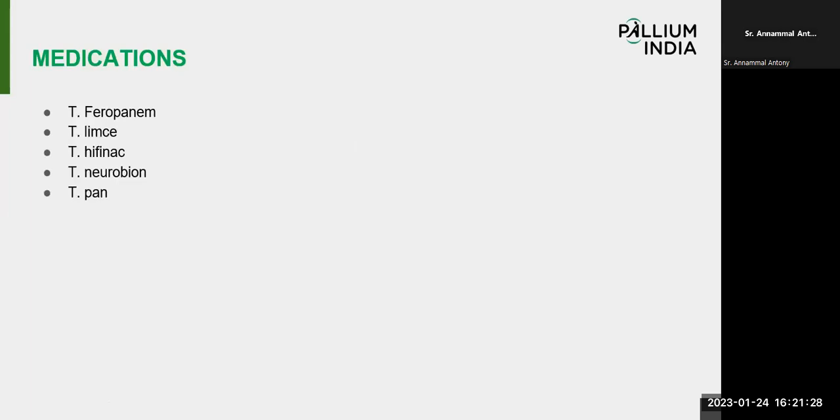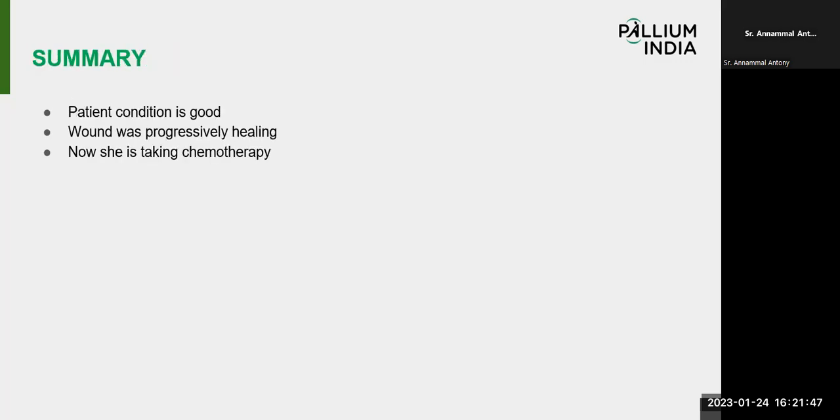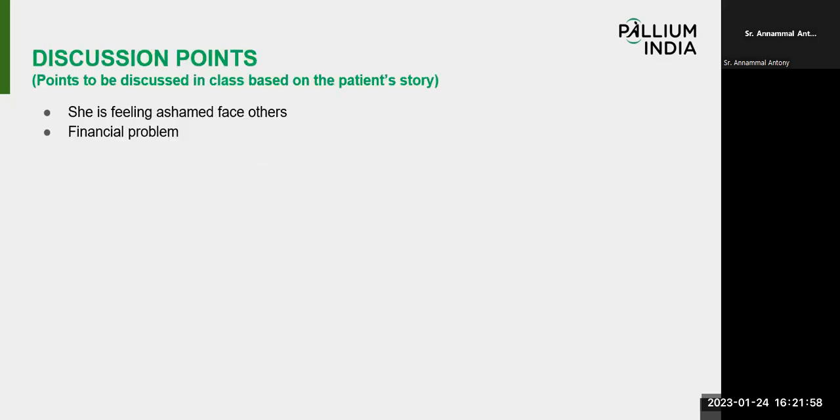Medications: tablet Ferropenum CV, PD, tablet LIMS, OD, tablet Hyphenac, BD, tablet Neurobion, PD, Ban 40 PD. Main concerns: wound care, Ryle's tube feeding, nutritional supplement. Summary: patient condition is good. Wound was progressively healing. Now she is taking chemotherapy. Discussion points: she is feeling ashamed to face others and has financial problems.